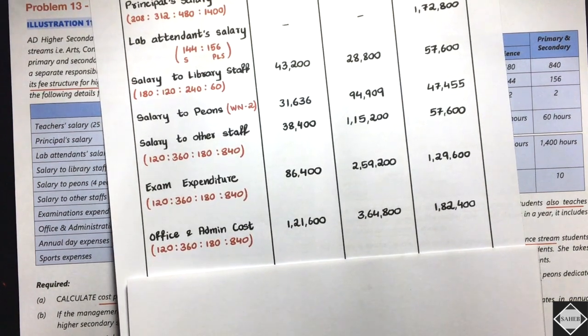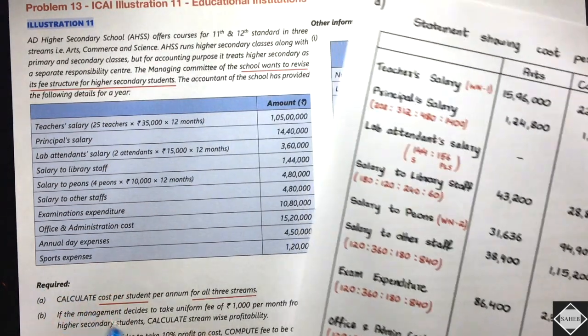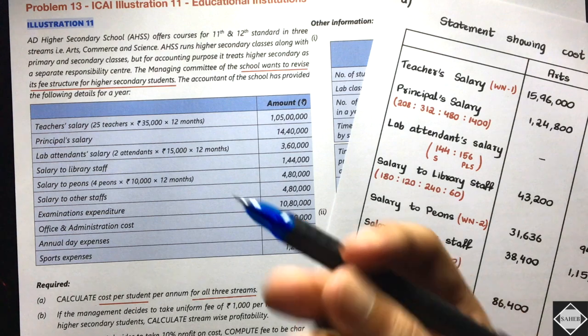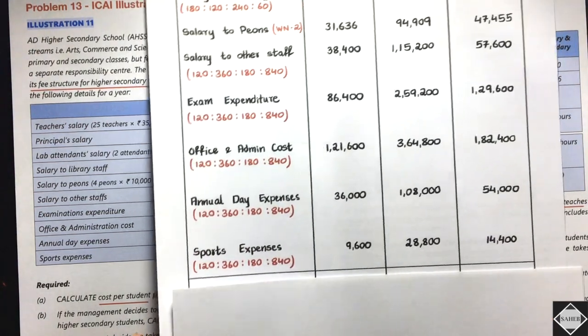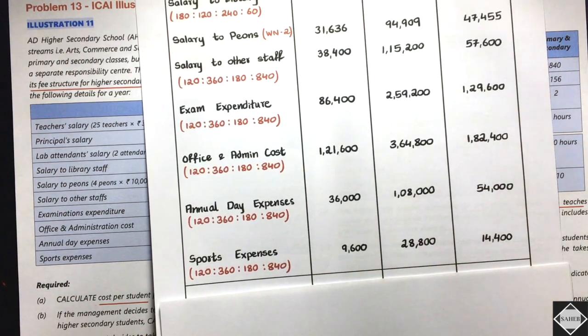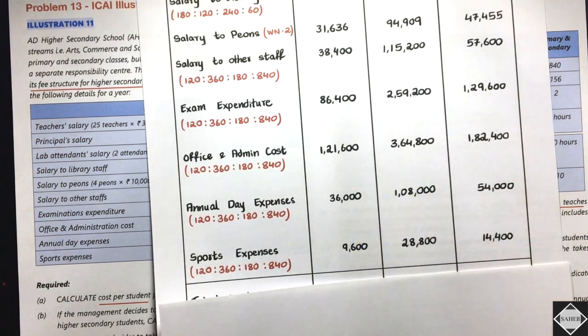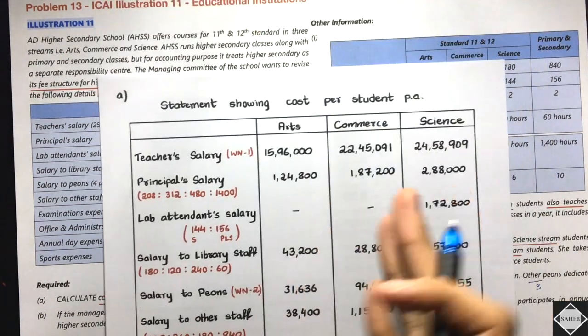Is this clear? Yes. Then next we have annual day expenses and sports expenses, 4,50,000 and 1,20,000, the same idea. The same thing, because the question has not given you any detail regarding that. It's the number of student ratio only. Is it clear? Simple. So all the costs you have allocated properly to the three cost centers.